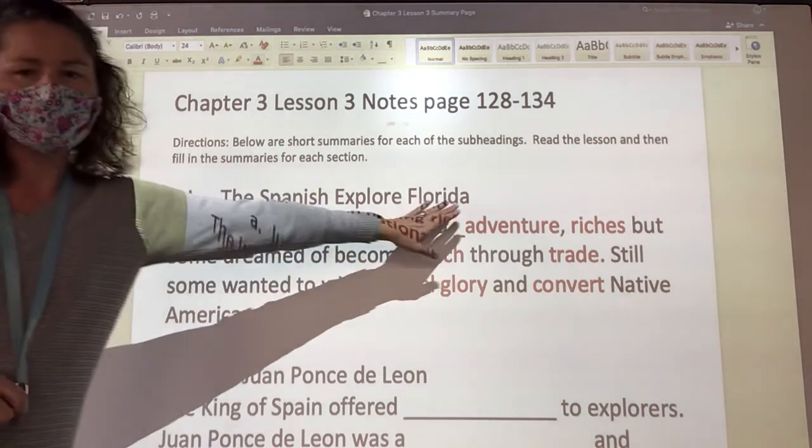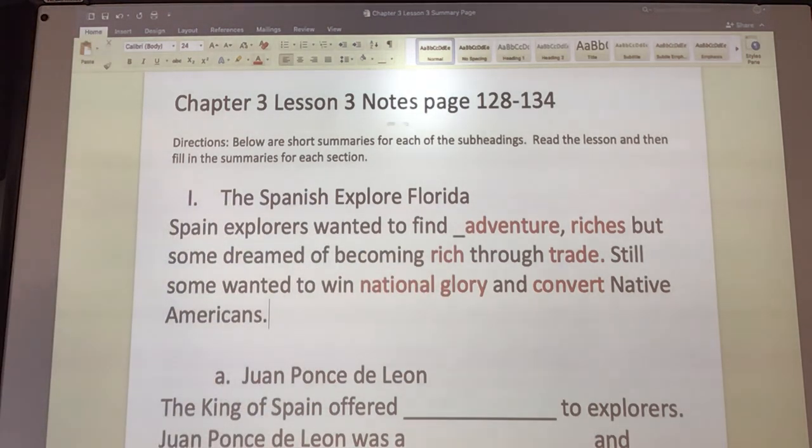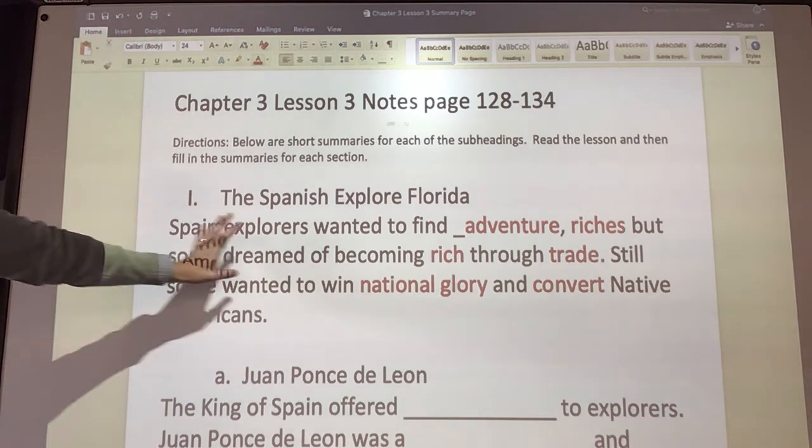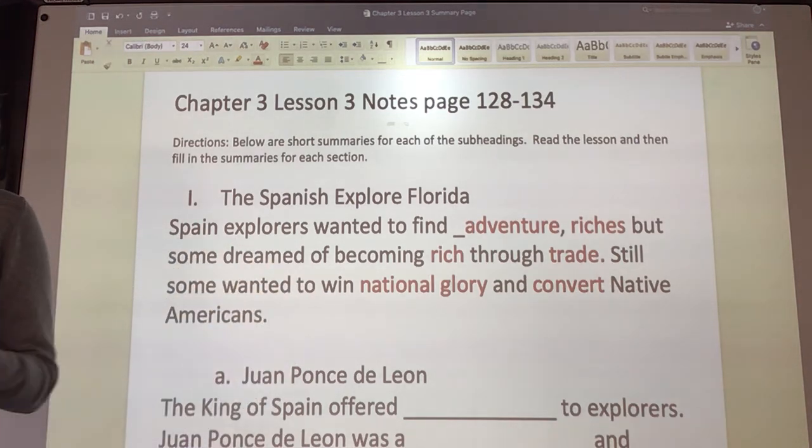So the red words then are the ones you should have filled in, okay? So if you had it, great. If you didn't, make some changes, make some corrections so you have this information, because this will help with the test review. It'll help with the worksheet you're going to do here in a little bit, okay?